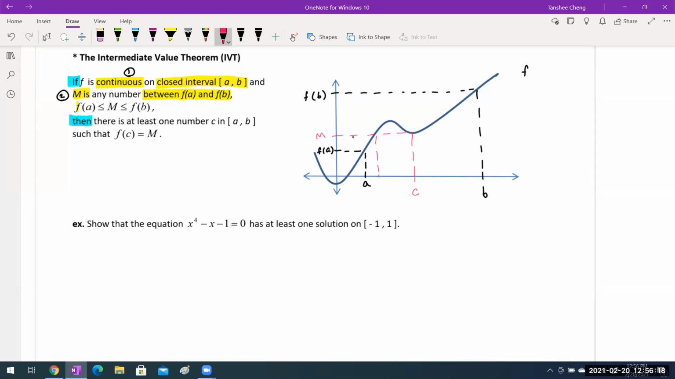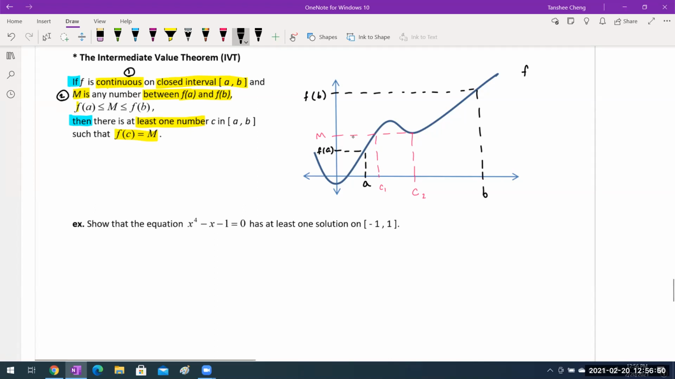In this case, we have two of them. See that? That's why the theorem says there is at least one number c in the closed interval a, b such that f of c is equal to m. That is our conclusion part. This intermediate value theorem we will use mostly later on in some of the proofs.